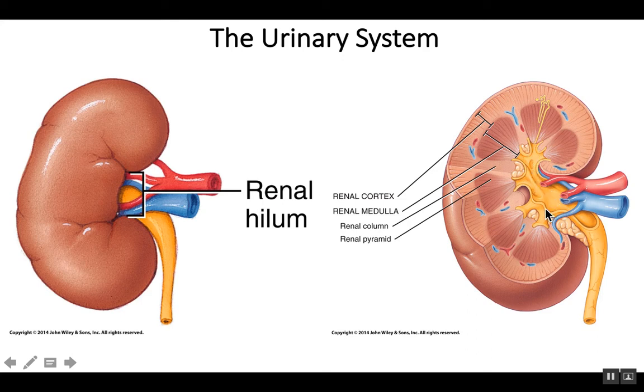So it needs to be collected on this inside. This is known as the pelvis. So urine gets collected in the pelvis, and then it gets removed out of the kidney using the ureter. So that's a little bit of the, if you will, the external anatomy and the internal anatomy of a kidney.